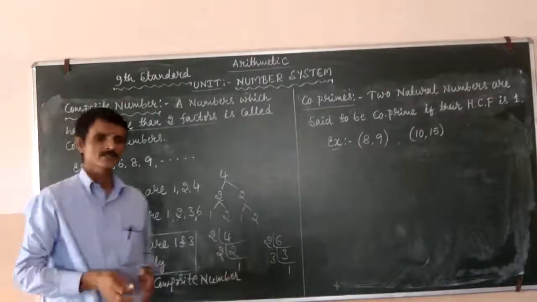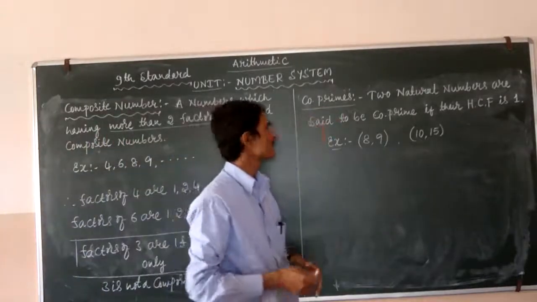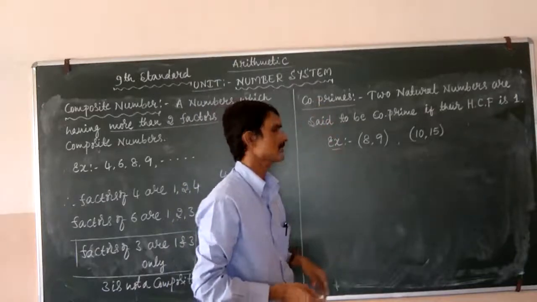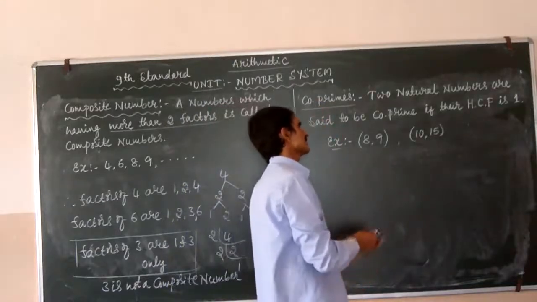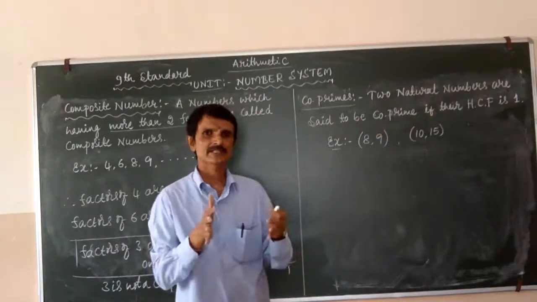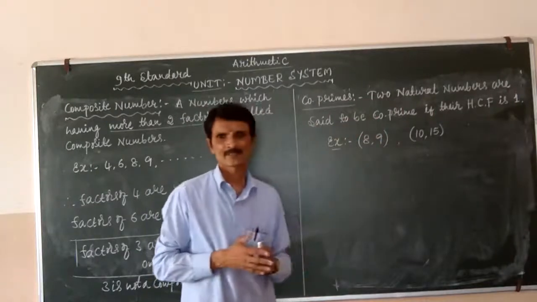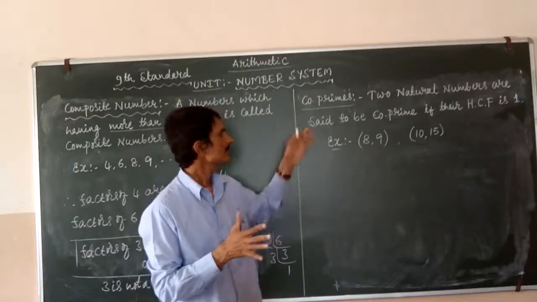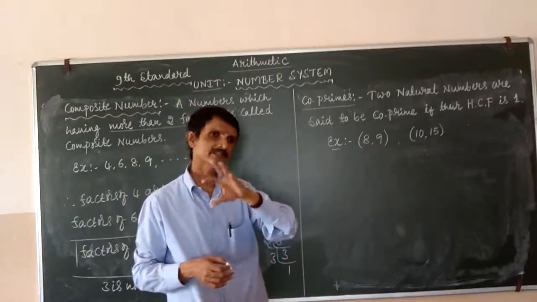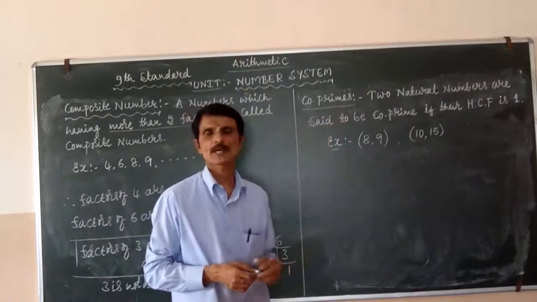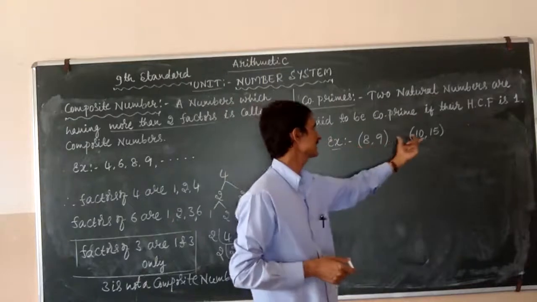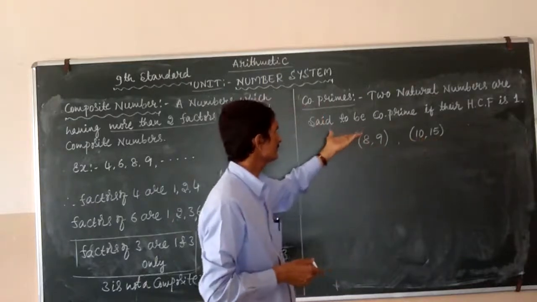Students, now we will move on to another set of numbers, the co-primes. Two natural numbers are said to be co-primes if their HCF, the HCF of the two numbers, is equal to 1. So they are called co-primes. Examples: 8 and 9, 10 and 15.